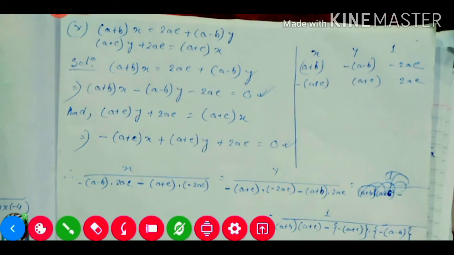Now from equation number 1, x coefficient is a plus b, y coefficient is minus a plus b, a minus b, and constant is equal to minus 2ac. The full number, this one will be our constant. So it will be minus 2ac. Similarly from equation 2 we will get x coefficient is equal to minus a plus c, y coefficient is equal to a plus c, and constant is plus 2ac.